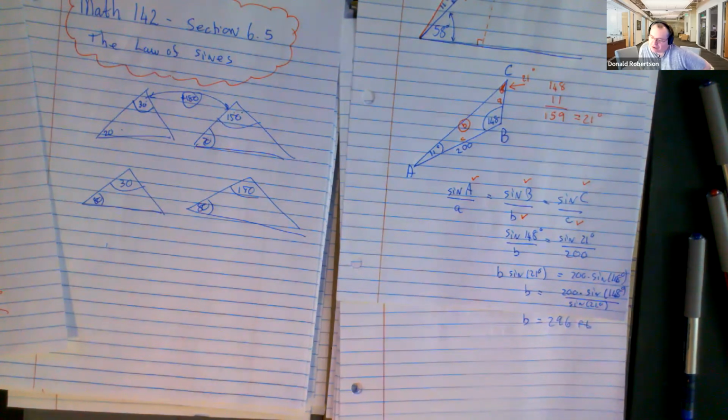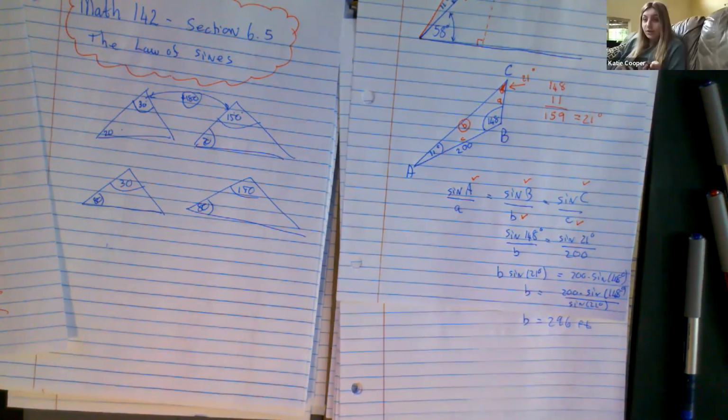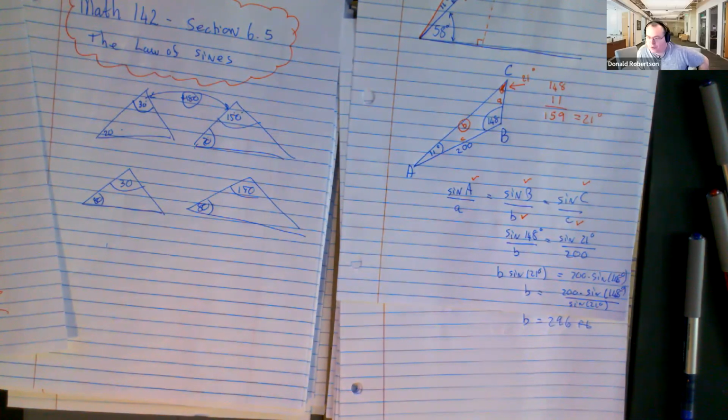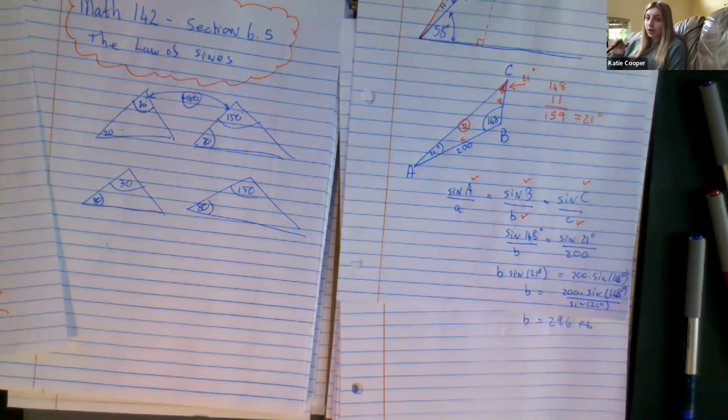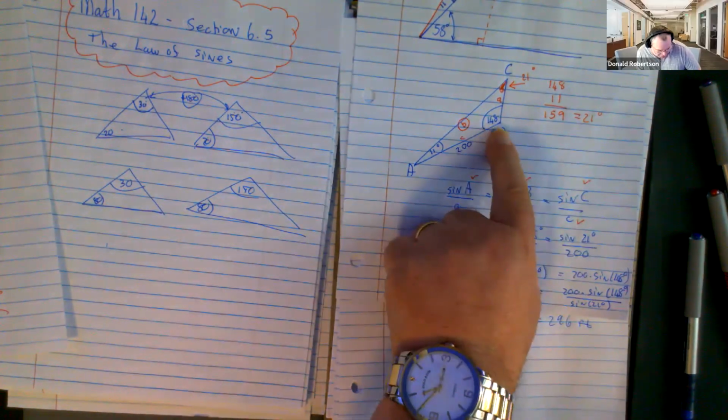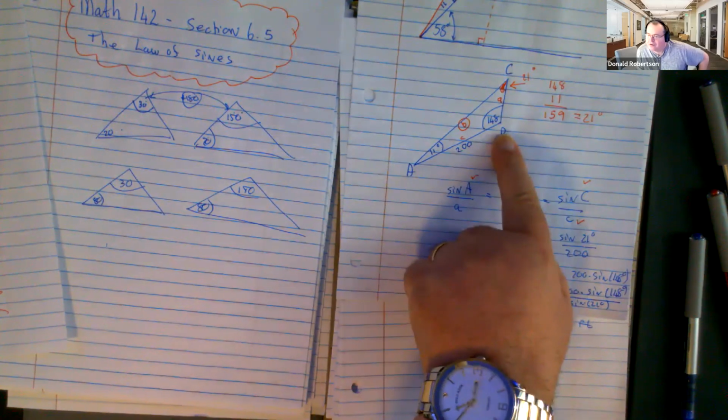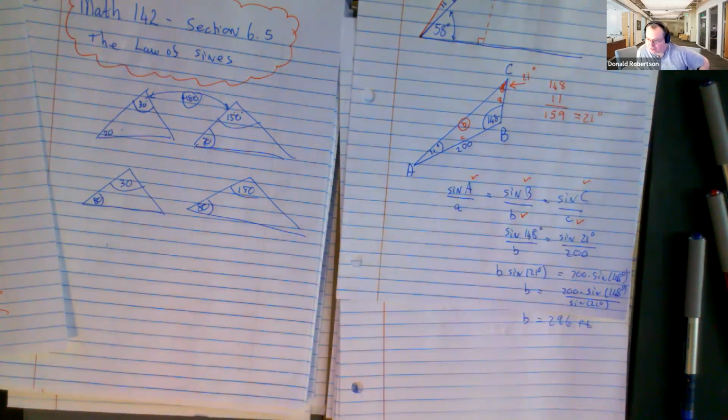Any other questions? Yeah, when you were doing 19, how did you know to label the 200 where you labeled it? Because the question told me that the distance from there to the base of the tower was 200. So the bottom of the tower was here, and from there to there was 200. So that was a number given to me in the question.